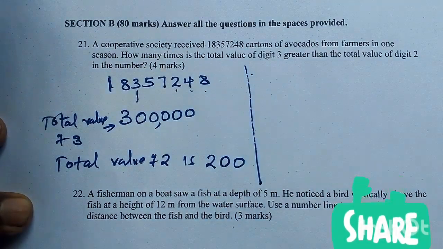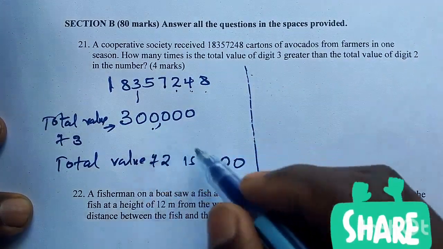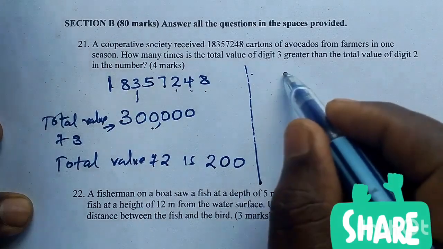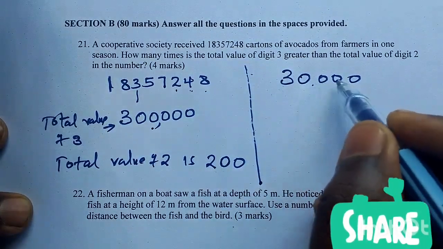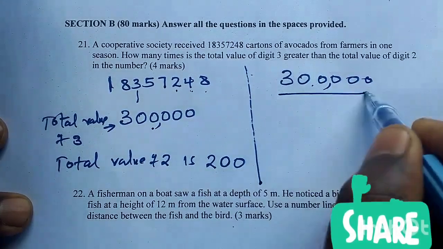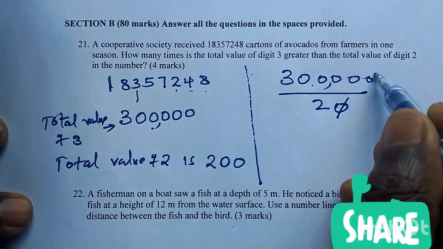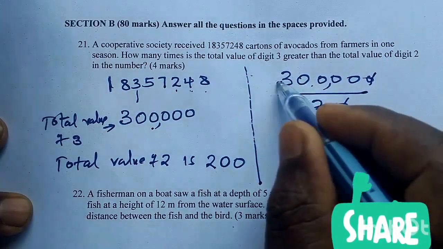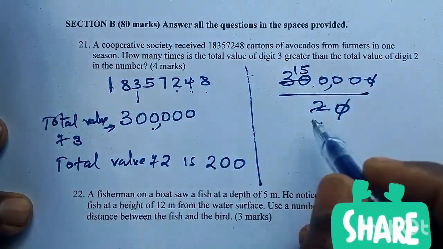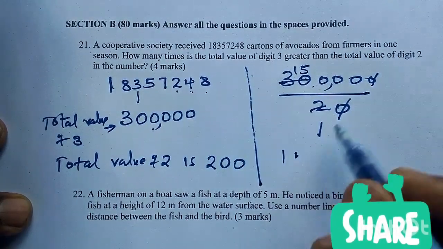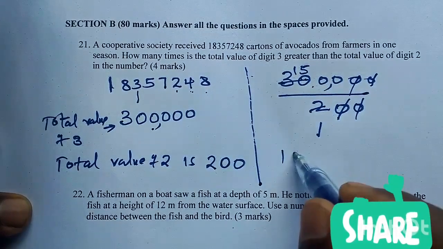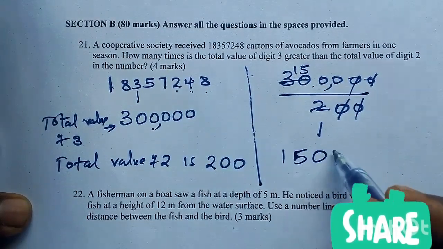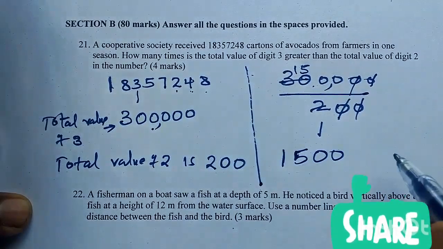So how many times is this value more than this? So you simply divide 300 divided by 20. 2 ones, 2 here, 15. So it is 200. So it is 100 and it is 1500 more times.